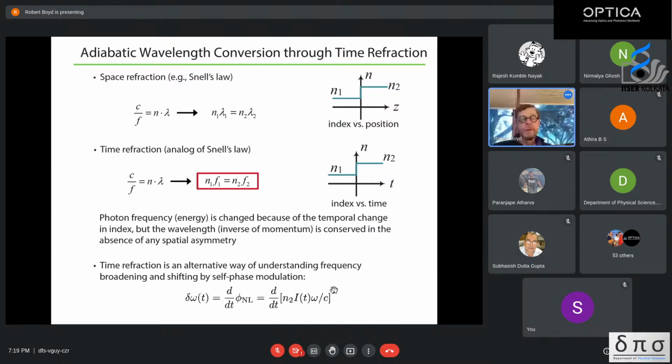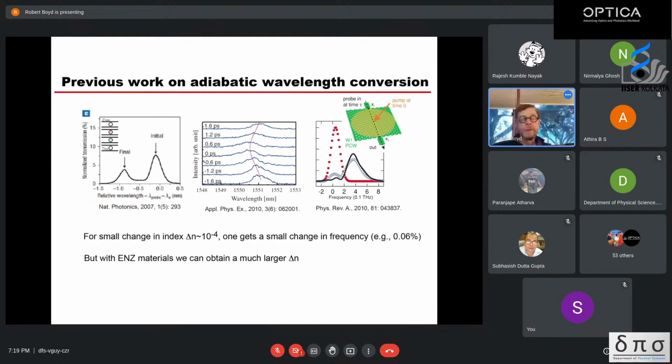Now, in many ways, time refraction is simply an alternative way of understanding frequency broadening and shifting by self-phase modulation. Right. The classic explanation of self-phase modulation is that the change in frequency is the time rate of change of the nonlinear phase shift given by the usual result. But there are new insights from thinking about this in terms of time refraction.